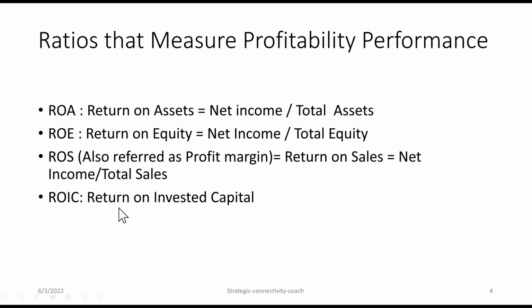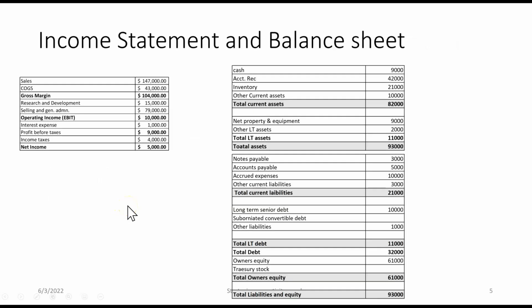ROIC is return on invested capital. So what is invested capital? Invested capital obviously comes through looking at it from the balance sheet perspective. Every company will have an income statement and a balance sheet, so this is just an example of it. In the income statement, you have sales, cost of goods sold, and then some other expenses like research and development, and selling and general administration, and then you do a subtotal. It's called earnings before interest and taxes, also called operating income. Then we have interest expense, for the loan, the interest we are paying, that gets to profit before taxes. Then we pay income taxes, which gives a net income. So this is basically an income statement.